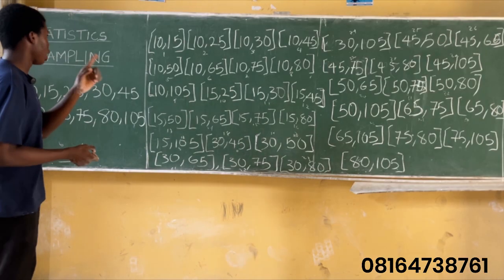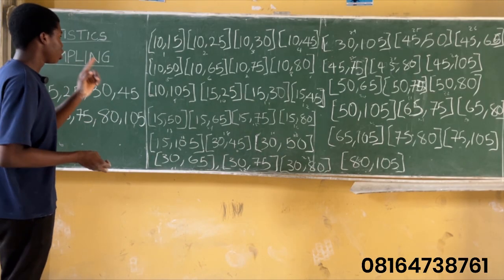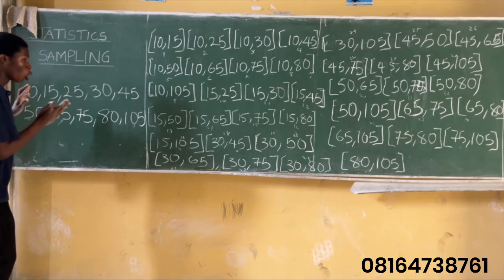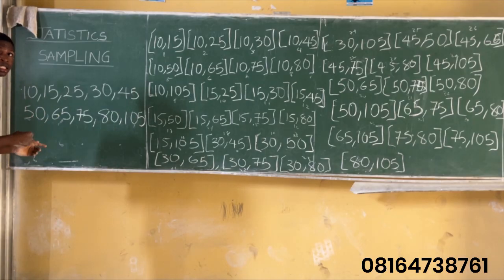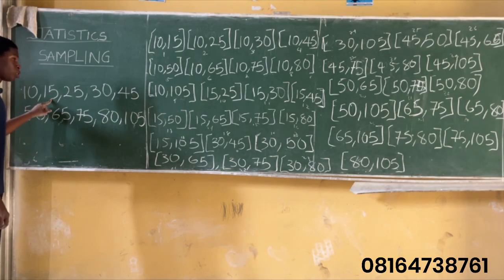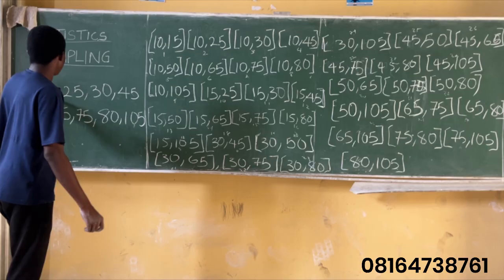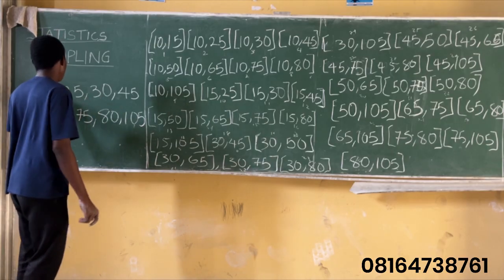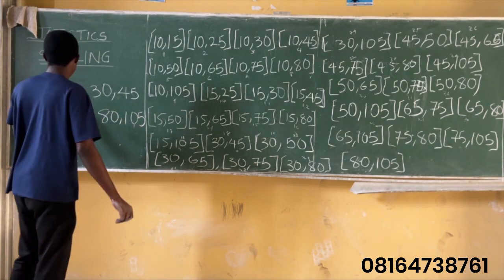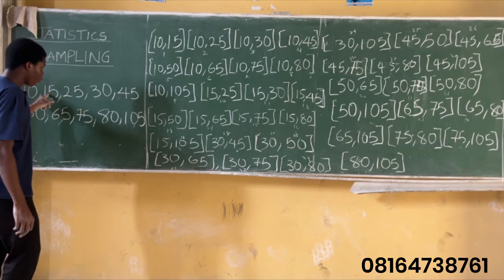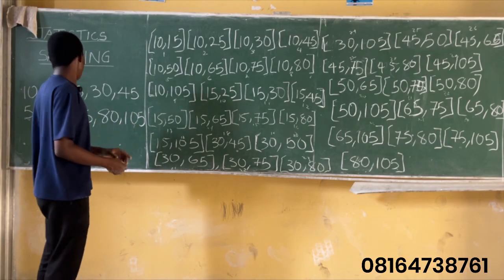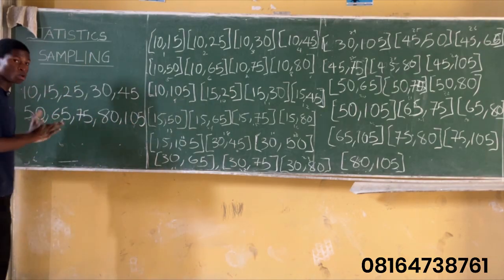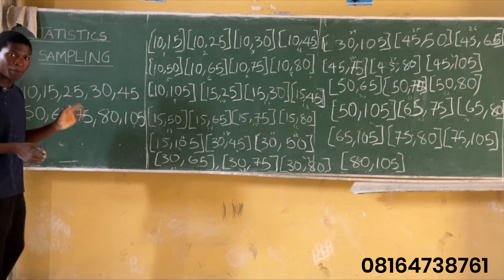So now this is 10, 45, 10, 50, 10, 105. Once we are done with 10, we are going to be discarding it. We'll do 15, 25. We'll do 15, 30. We'll do 15, 45, all the way to 105. We are now going to be discarding 15, which means without replacement.